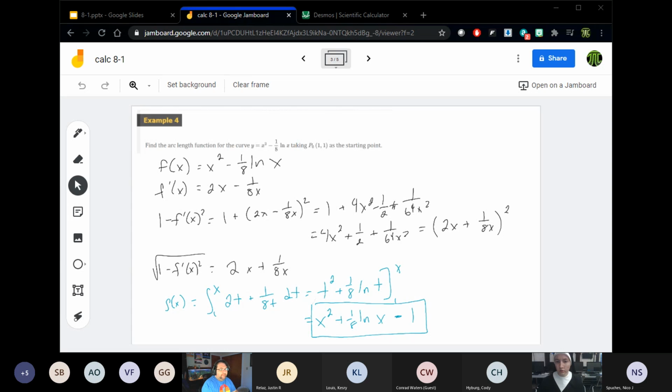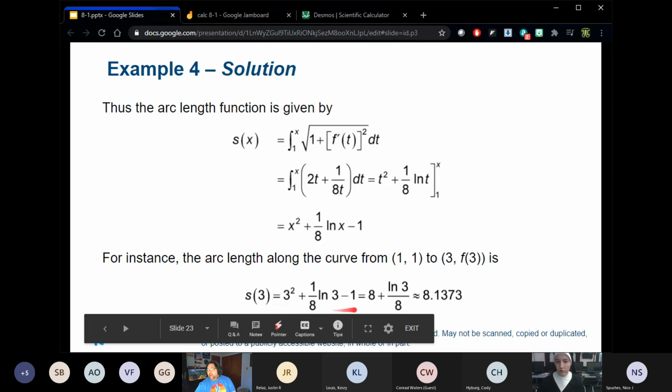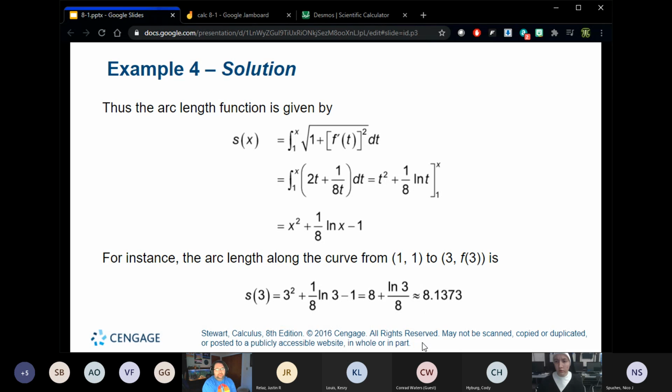So now if I wanted to find the arc length to go to, say, 3, which they do, we can just plug 3 into that function, and we get our answer out. If I wanted to find it to 4, I could just plug 4 into that answer and find it out.